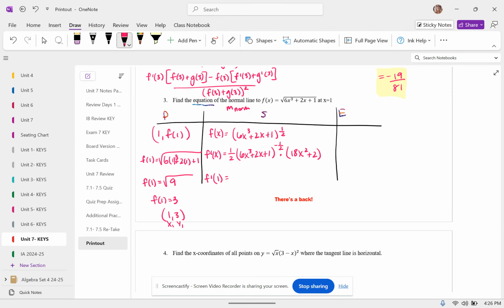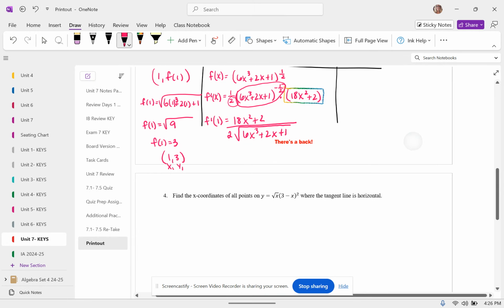I'm going to have a hard time visualizing what's going on here. So I'm going to take this part, and that is my numerator. So I've got 18x squared plus 2 over, and then this 2 is in the denominator, and then this drops down to become a square root in the denominator. And then now I can evaluate this, no problem.